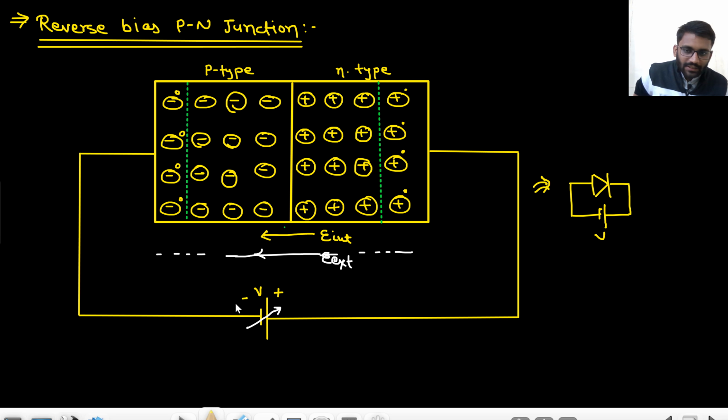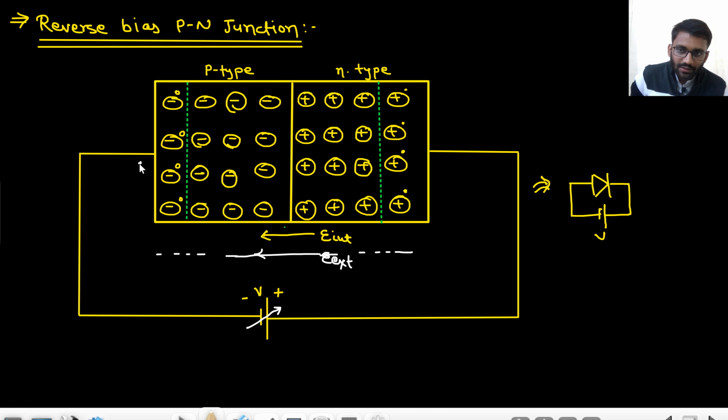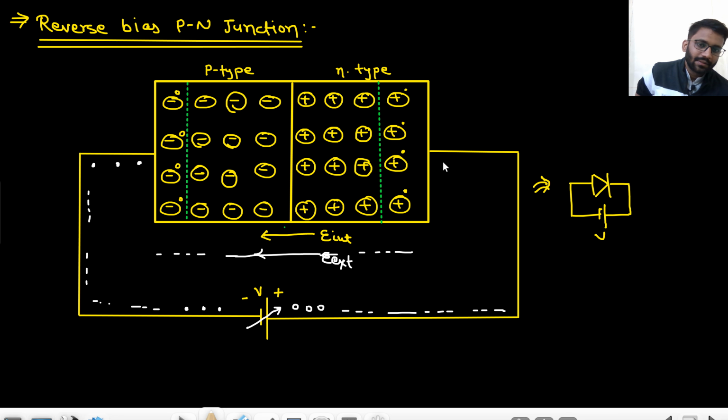So what is happening? From the negative terminal of a battery, you are supplying some electrons. The electrons are supplied from the negative terminal of battery, and from positive terminal of battery, holes are supplied. So these holes are supplied, right? So from positive terminal of battery, holes are supplied, and from negative terminal of battery electrons are supplied. So what is happening? These electrons are recombining with the holes and making them ions, right?